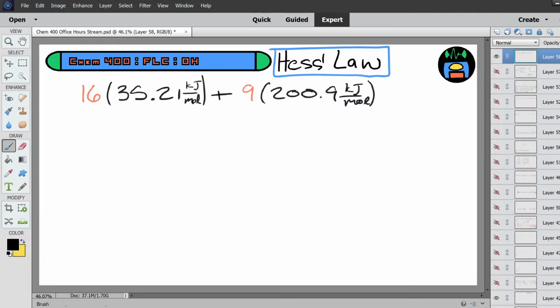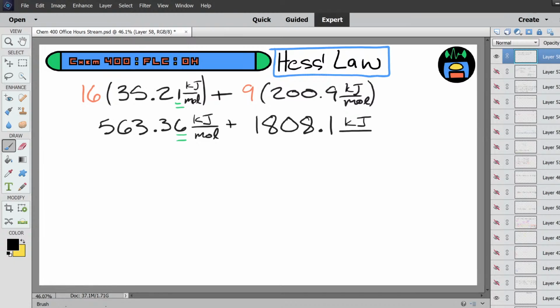When you go 16 times 35.21, that would be 563.36 kilojoules per mole. And you keep the same precision, so 2 decimal places. For our second number, 9 times 200.9, that's 1,808.1 kilojoules per mole. And now, precision was 1 decimal place, so you have 1 decimal place.